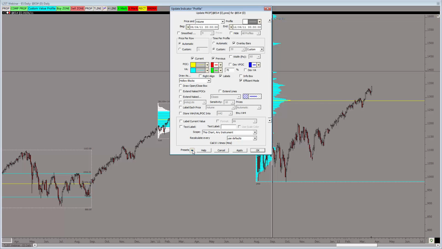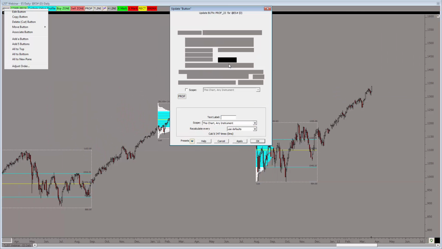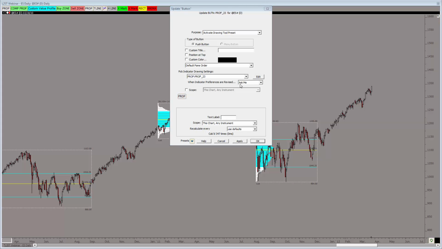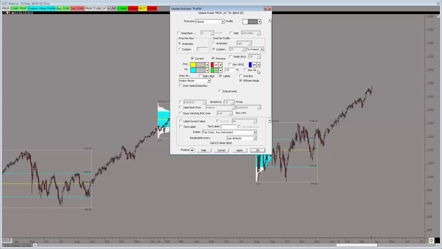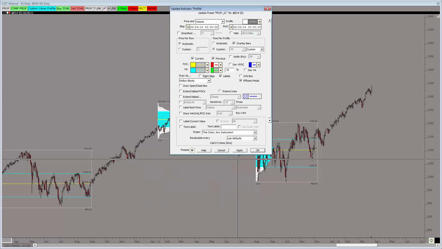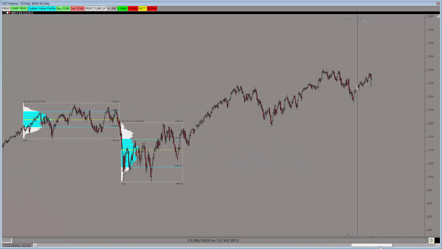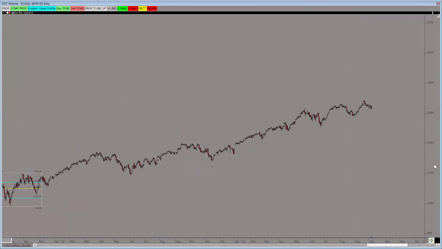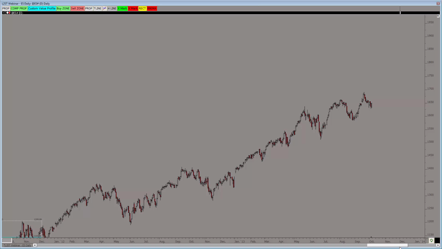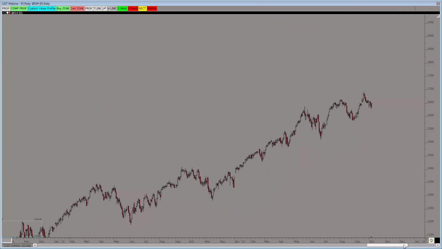Now I can set this as my default actually. I'll just do this for now. Okay, so now we can keep going forward on the daily chart doing the same thing. Now let's just move forward to where we are right now in this market.